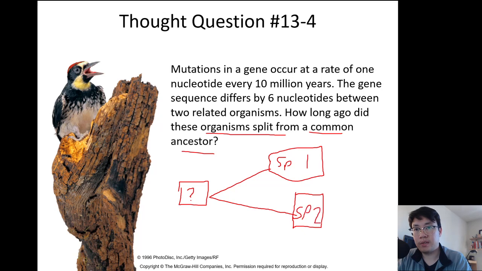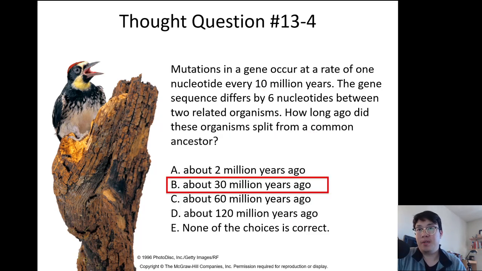Again, I'm writing with a mouse, so this is very messy. So we're trying to find out how far back it goes. Well, we know that the difference between these two species is 6 nucleotides. That's what it says. I'm just going to write Nucl. And every mutation occurs every 10 million years. Since they're different by 6, what does that become? Okay, 30 million years. Now, why is it 30 million years?